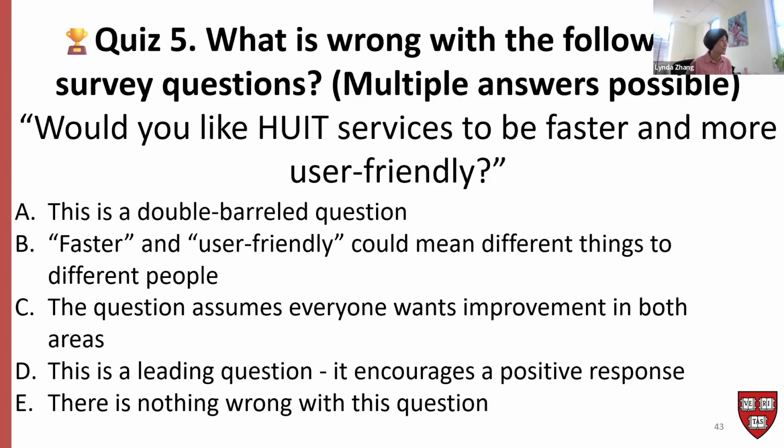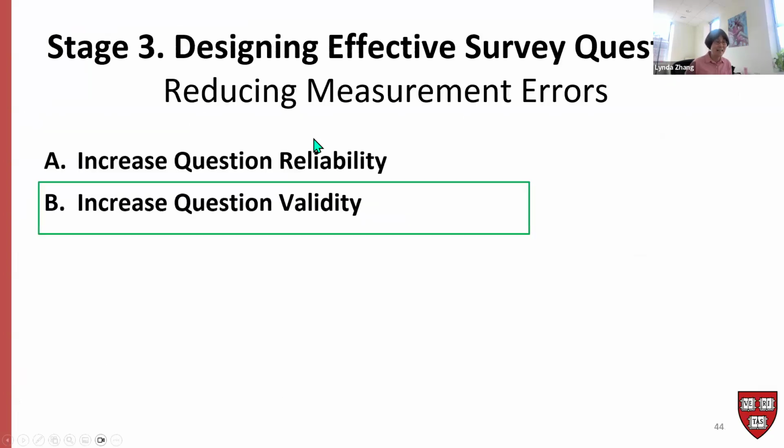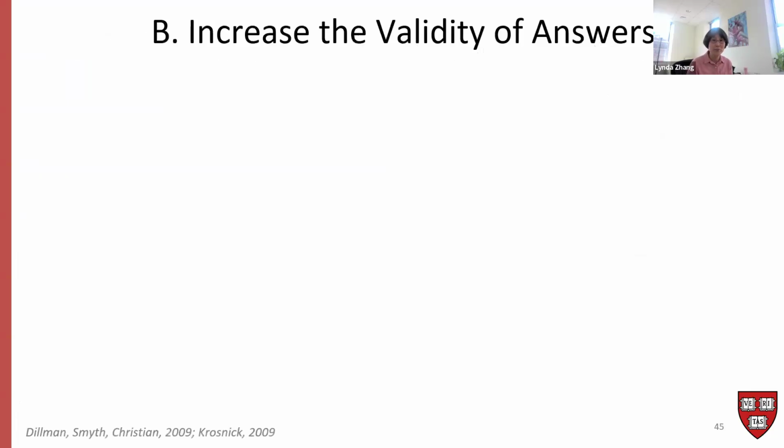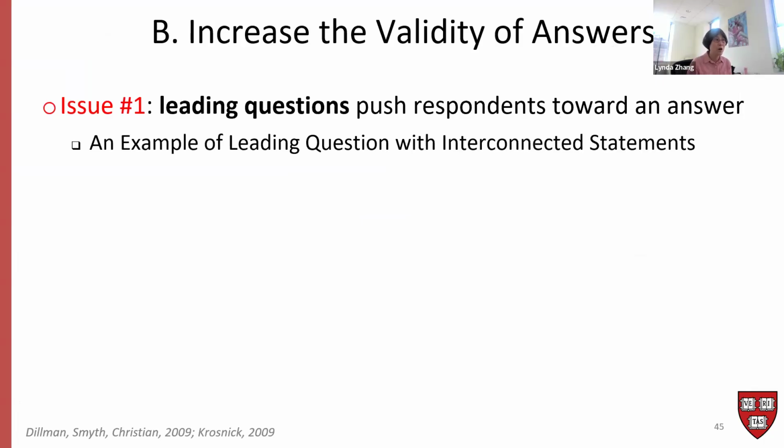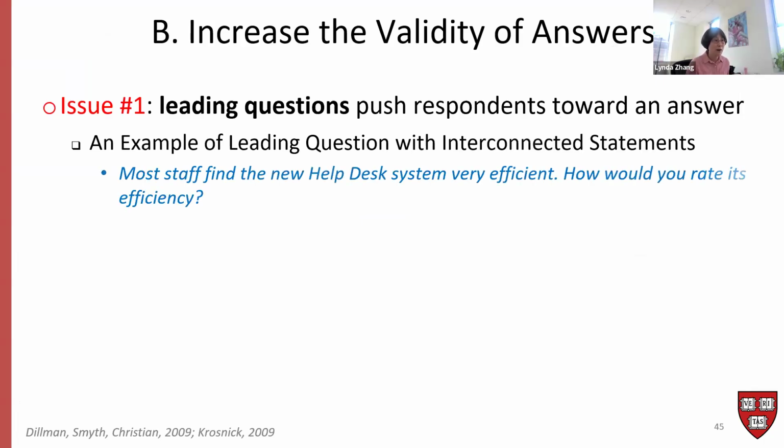Great. All right, so let's move on to the last stage, which is how to increase survey question validity to ensure answers correspond to what they are intended to measure. So here, we'll specify the issues first. The first issue is leading questions that push respondents toward an answer. Here's an example of a leading question: Most staff find the new help desk system very efficient. How would you rate its efficiency?